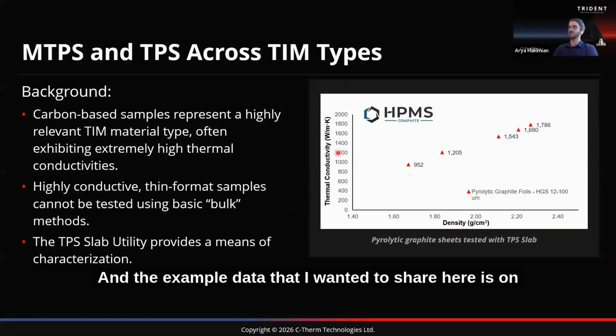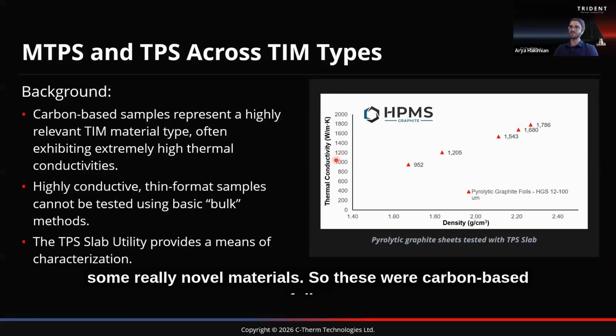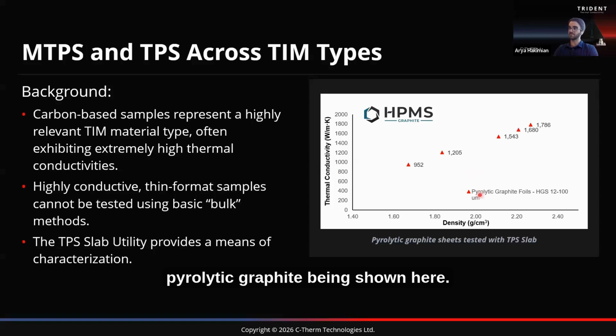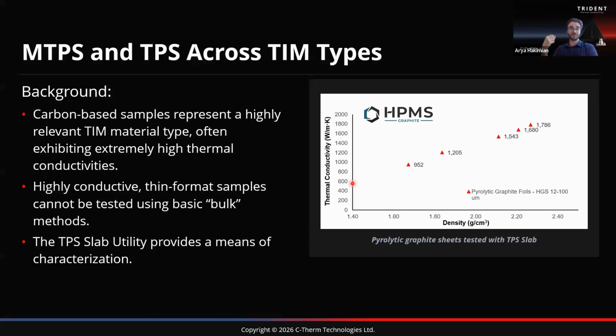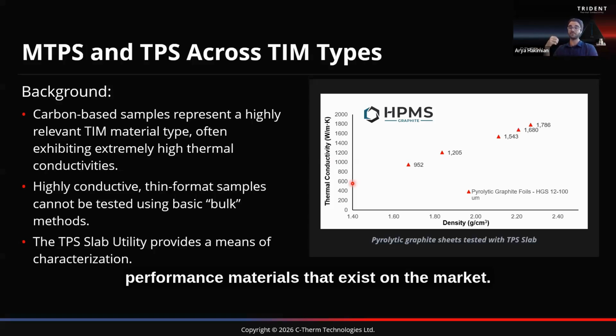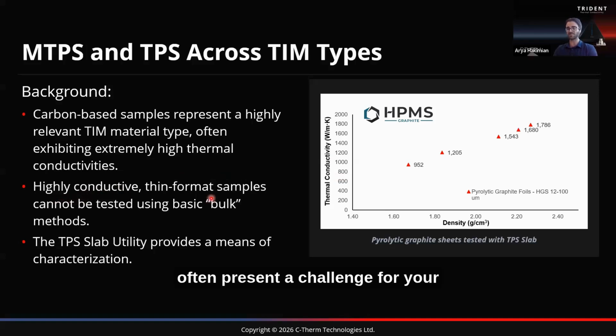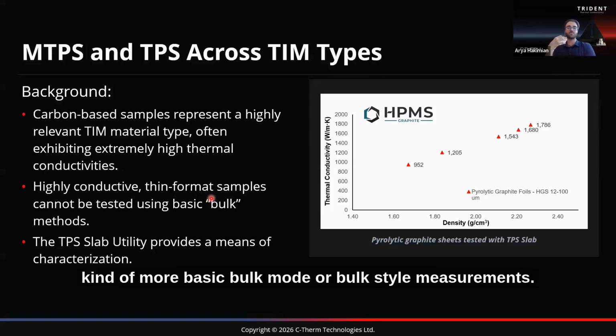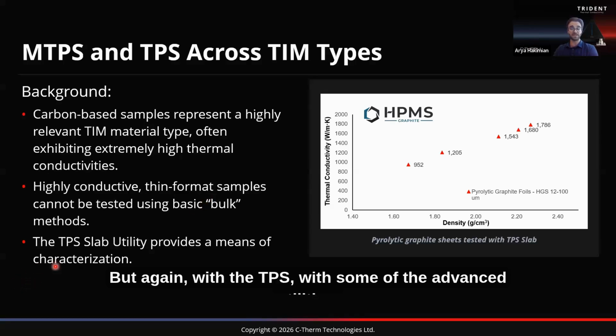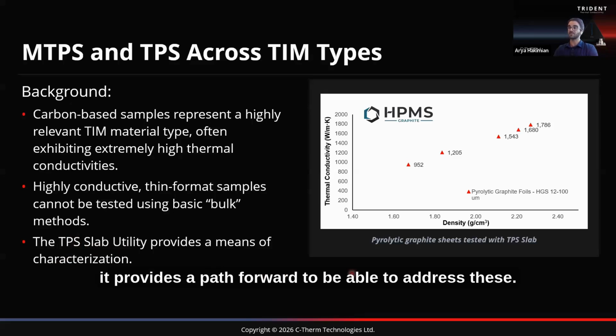And the example data that I want to share here is on some really novel materials. So these were carbon-based foils, pyrolytic graphite being shown here. And these represent some of the very high conductivity class of materials that exist on the market. The combination of high conductivity and thin format often presents a challenge for your more basic bulk mode or bulk style measurements. But again, with the TPS, with some of the advanced utilities, specifically the slab utility, it provides a path forward to be able to address these.